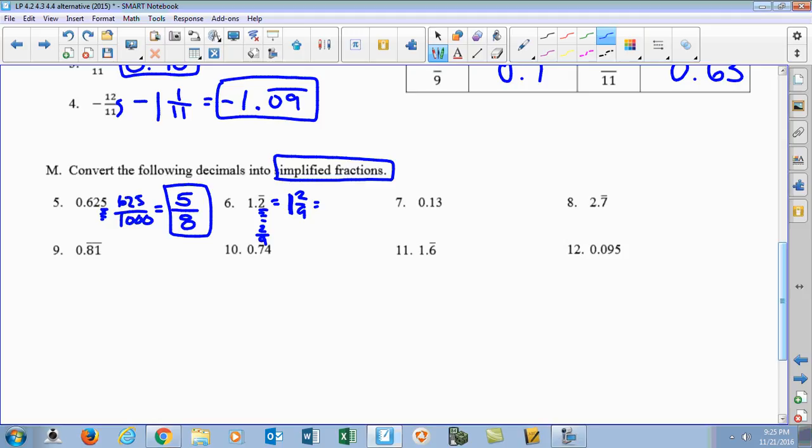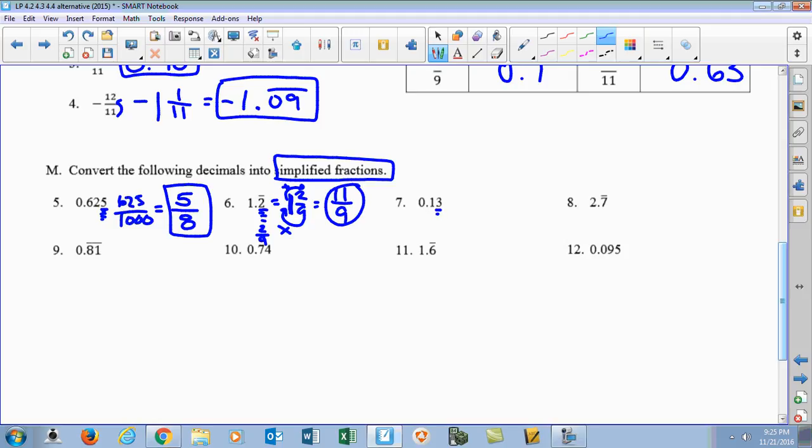But you take the denominator, multiply it by the whole number. So 9 times 1 is 9. And then you take that answer and add it to the numerator, which is 2. So your answer could here be 11/9. So depending on how I asked you to finish it, you could have 1 2/9 or 11/9 as your simplified fraction. All right, number 7, 13, prime number, right?